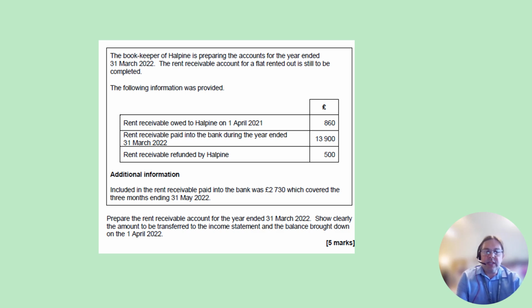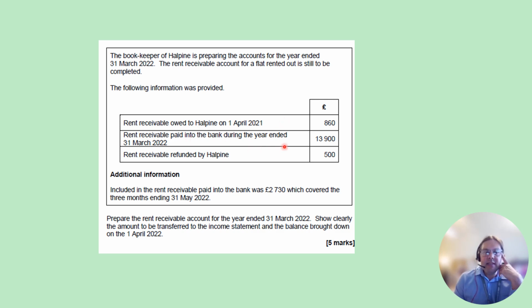So this particular question is from the A2 June 2022 paper 1. If you want to do the question first and then give it a go and see where you get on, that's fine. Otherwise, I'm just going to go through how you would tackle it. So what we've got here, we're owed £860 at the beginning of the financial year. We've been told the year ends the 31st of March 2022. So if we're owed money on the 1st of April 2021, that's an asset. So we're going to have a debit opening balance.